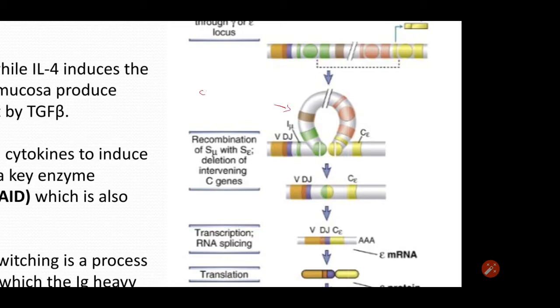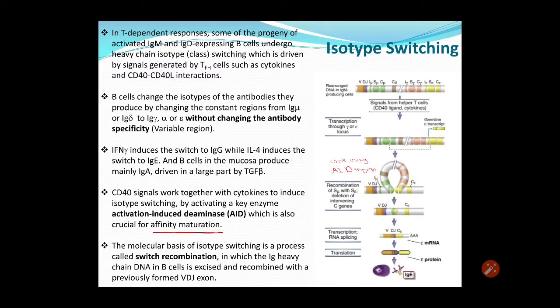Just to make sure, this happens in the DNA, not the RNA? In the DNA. So it's kind of like splicing, but in the DNA. Yeah. And it's brought about by this activation-induced deaminase, which is stimulated by the follicular T helper cells. So remember, Th1 cells promote the expression of IgG. A Th2 cell will induce IgE production.